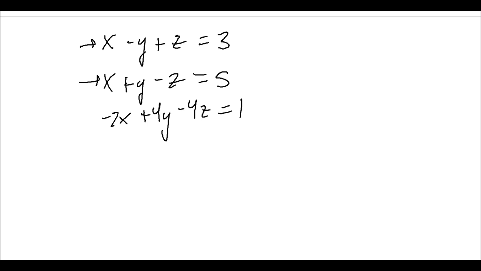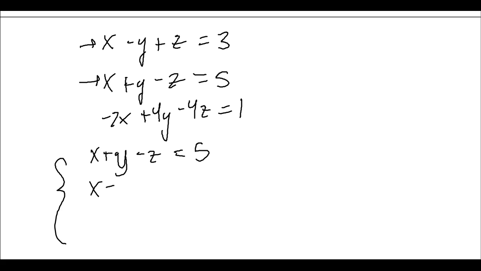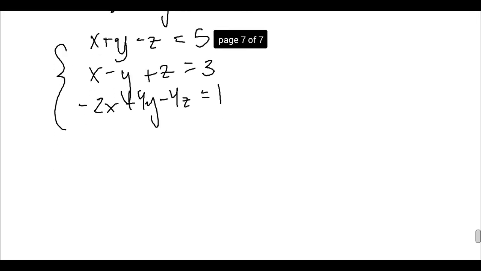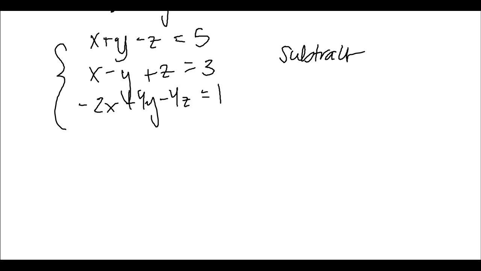since the 5 is bigger, maybe I'll rearrange things so that I've got x plus y minus z equals 5 on top, then x minus y plus z equals 3 below it, and then negative 2x plus 4y minus 4z equals 1. So it's totally fine to rearrange the order of your equations. And now I'm just going to subtract the first and second equations.